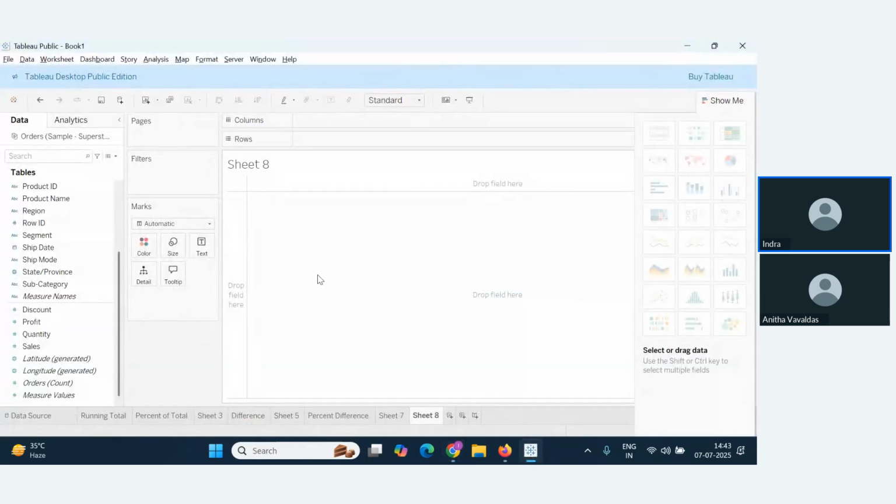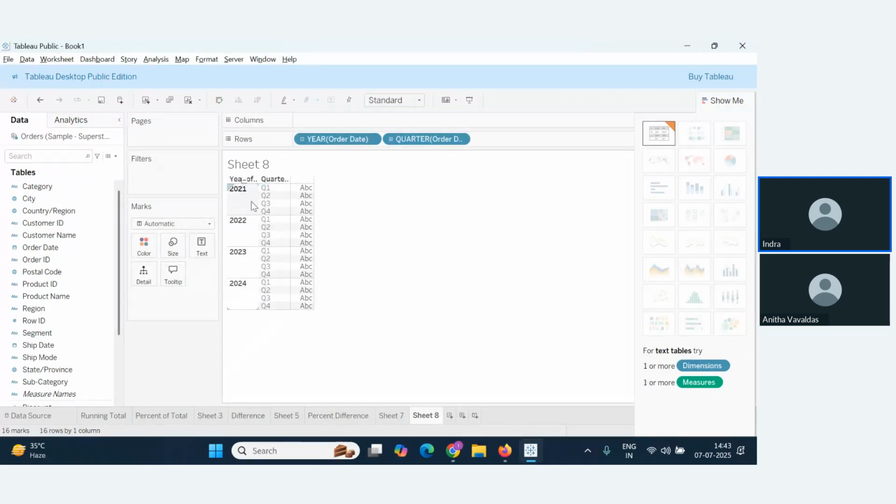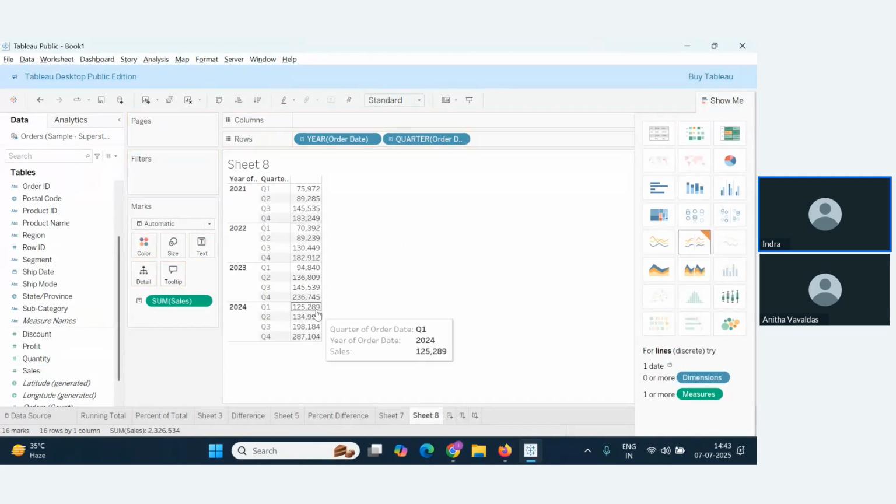For this, let's do one thing. We'll take order date. Okay. Order date to the columns. Then we also take quarters. Let me swap it. We have order date and quarters. And the next thing we'll pass is nothing but sales. Okay. We pass the sales here.